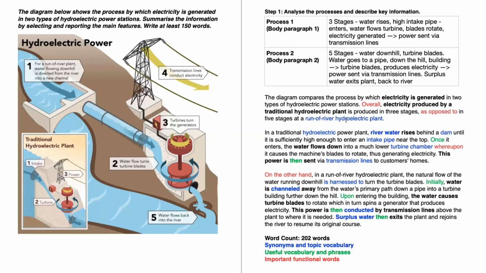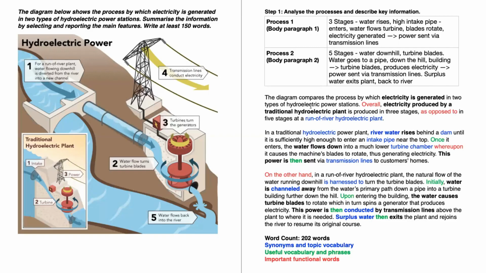a run-of-river hydroelectric plant. Now, I've emboldened the passive phrases, which again, we really have to pay attention to our passives here. So electricity is generated, electricity produced by shows a very clear passive. In this case, we have shown who is doing the activity or what is doing the activity. Then the red, we have important functional words. Overall is great when talking about general themes, and as opposed to is a great linking phrase to show two contrasting ideas. Then run-of-river hydroelectric plant is topic vocabulary, which we saw right here in number 1.